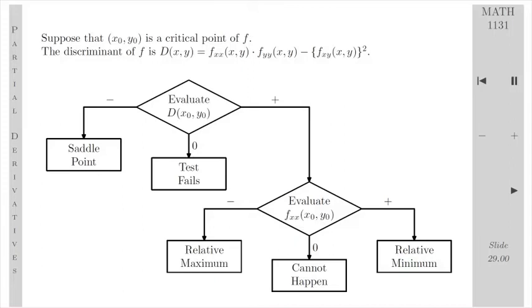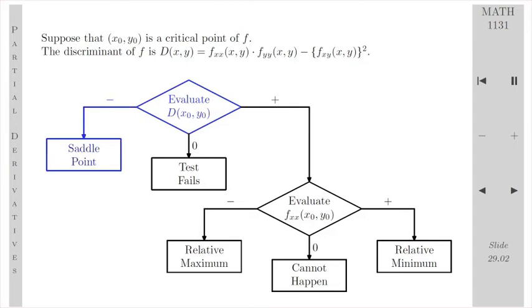Welcome. Last time I described the second derivative test. It might be easier to follow if I do that using what's called a flow chart, so it's kind of like a decision tree. I have a function f with continuous second order partial derivatives. Calculate its discriminant. Next, we evaluate the discriminant at the critical point (x0, y0).